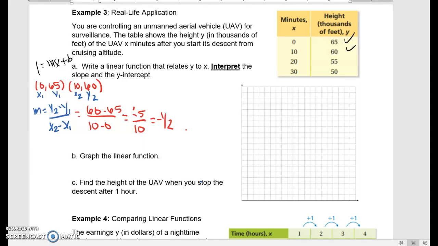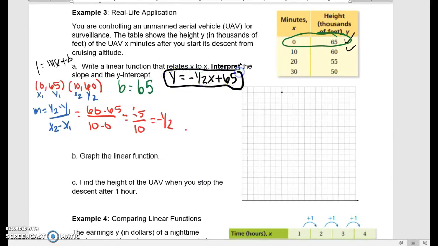So now I've figured my slope, and I've got to figure out my y-intercept. You can see your y-intercept is wherever your x is 0, because that's where it will cross the y-axis. You can see that your y-intercept would be 65. So I am going to write my equation: y equals -1/2 x plus 65. So that's part 1. Part 2 says that you need to interpret what the slope and the y-intercept are.